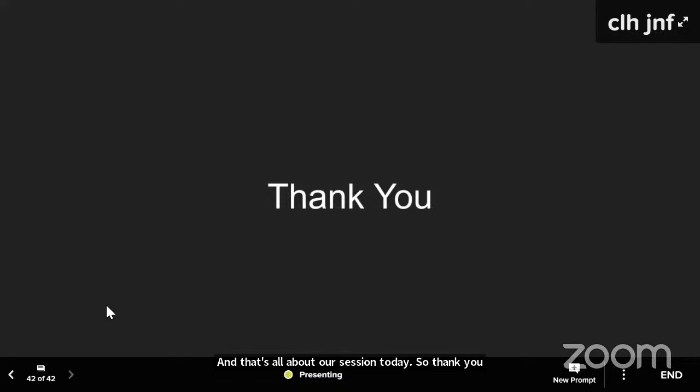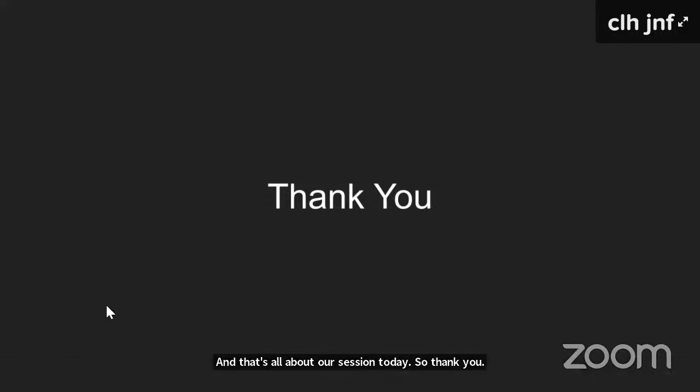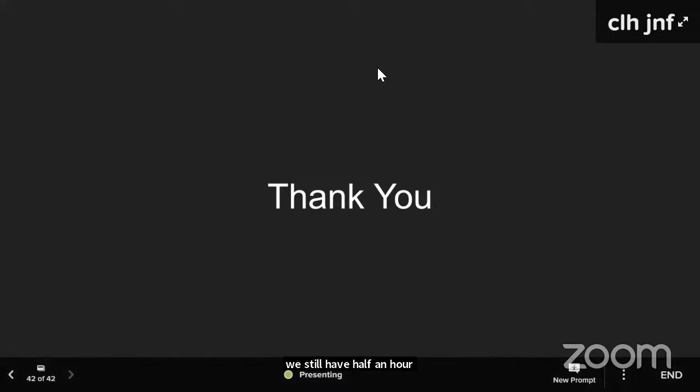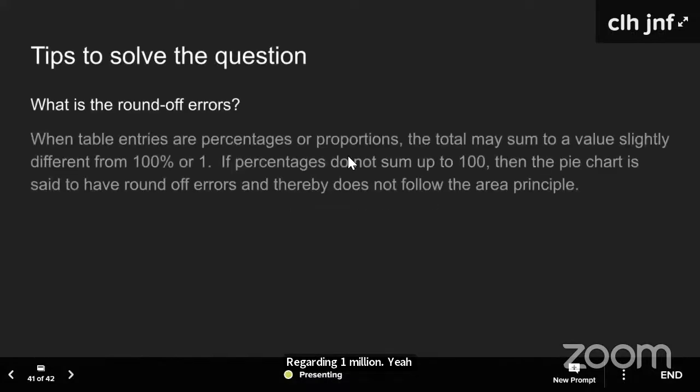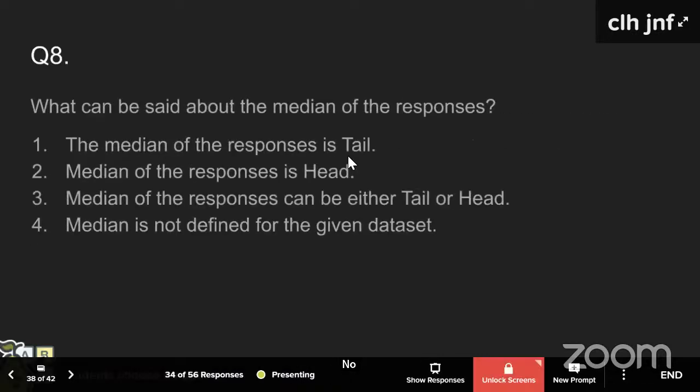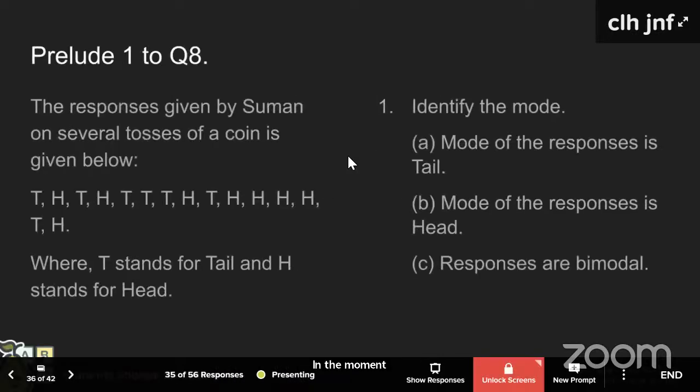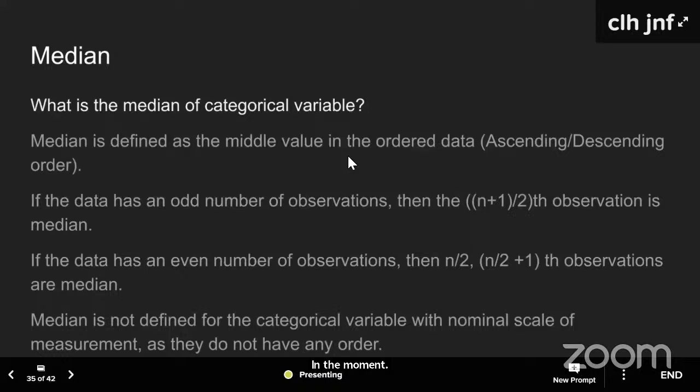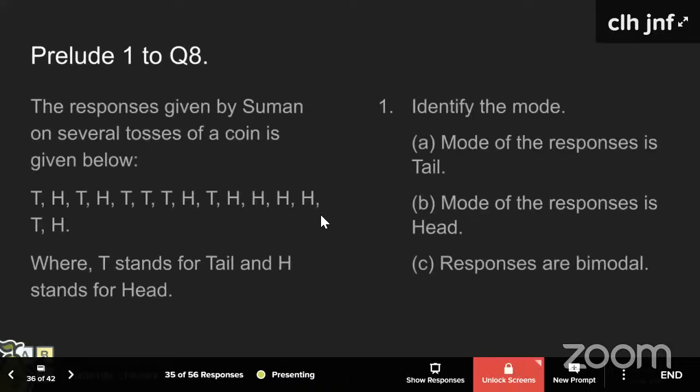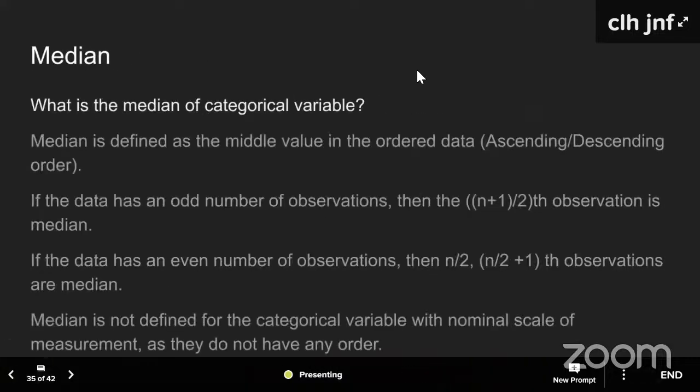If you have any question, then please carry on because we still have half an hour. Ma'am, I have a doubt regarding median. Regarding median, yeah. If we have a total of 5 frequency, let's take the example of head and tail. If we have 2 head or 3 tail, and we try to find the median, then tail will be the median. So is it the correct way, or is the median not defined?